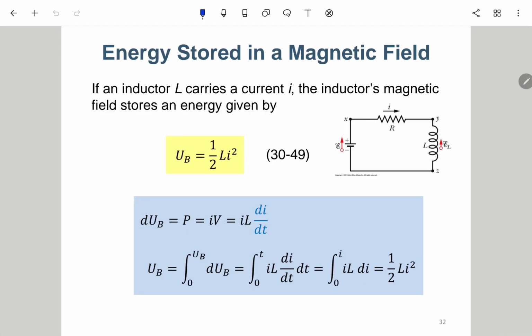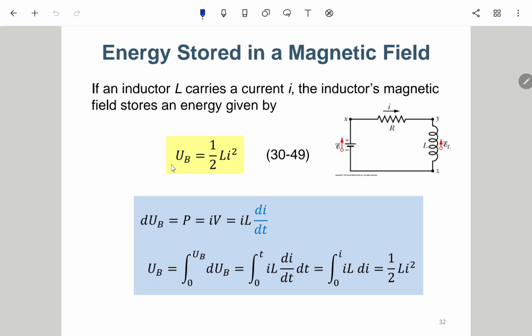So here we talk about the energy stored in the B field. In chapter 25, we talked about the energy stored in the E field of a capacitor. A capacitor generates an E field, so energy is stored in the E field. Here the inductor generates a B field, so the energy from the battery is stored in the B field generated by the inductor.